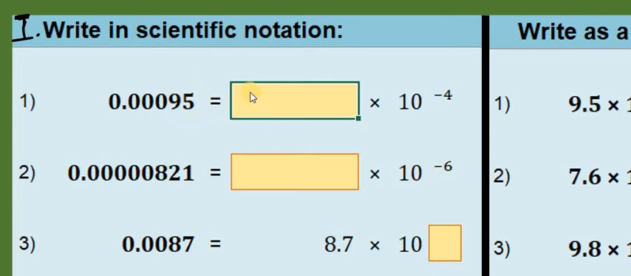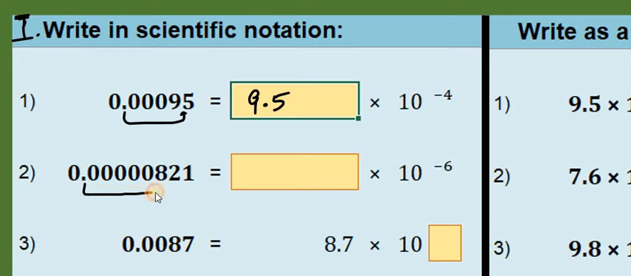But remember, the first part should be a number between 1 and 10. So we want to shift this point until we have a number between 1 and 10. And that's going to be 9.5. 9.5 is a number between 1 and 10. And why multiply by a negative 4th power? Because we're moving to the left. So go 1, 2, 3, 4 places to the left. That's how we end up with 0.00095.